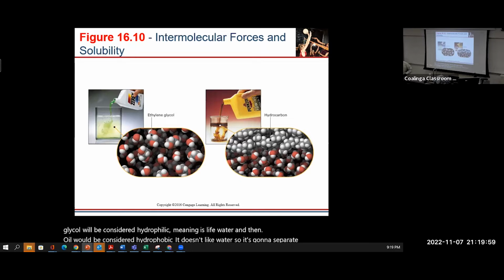We call that polar as well. So it would be polar and non-polar. If we have a polar molecule, antifreeze is polar, whereas oil is non-polar. So if you have two non-polar substances, they will go together. If you have a polar and a non-polar, they won't. So that's water.